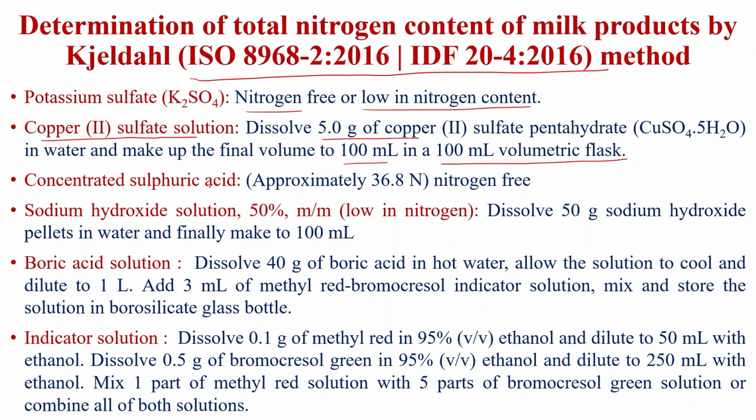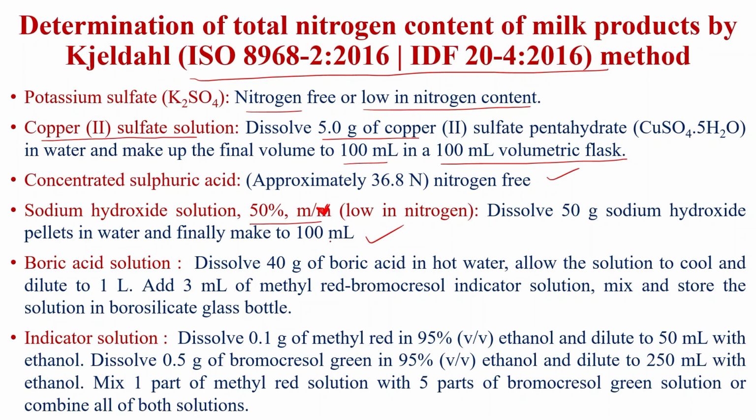Then concentrated sulfuric acid will be used to digest the sample, and sodium hydroxide is to be prepared 50% mass by mass. That means if you dissolve 50 gram of sodium hydroxide pellets in water and finally make up the volume to 100 ml. Sorry, this is mass by volume actually. So you dissolve 50 gram sodium hydroxide pellets in water and make up the volume to 100 ml. You will have the 50% mass by volume solution of sodium hydroxide.